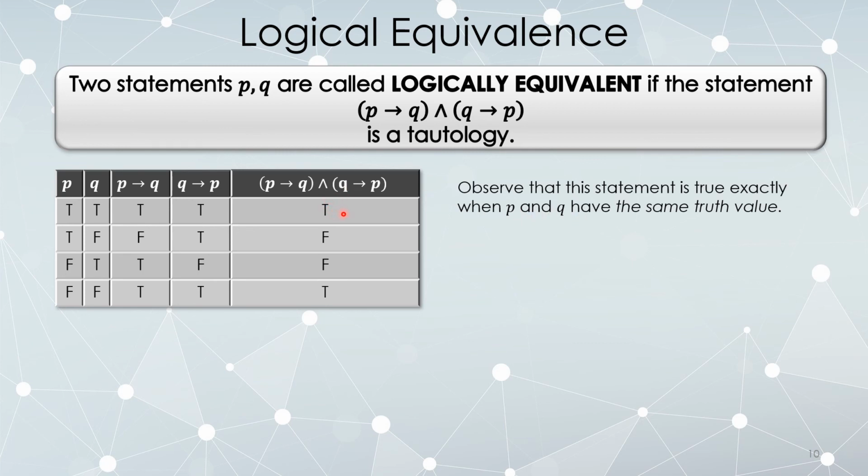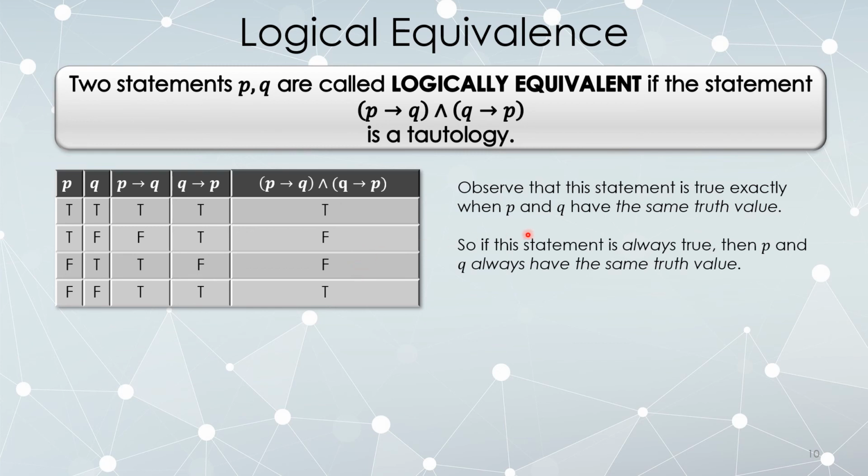But in this truth table that we've built, when is this conjunction true? Only in the first row and in the last row. The first row is where P and Q are both true. The last row is where P and Q are both false. So if P and Q are the same as one another, this conjunction is true. If P and Q are different from one another, then the conjunction is false.